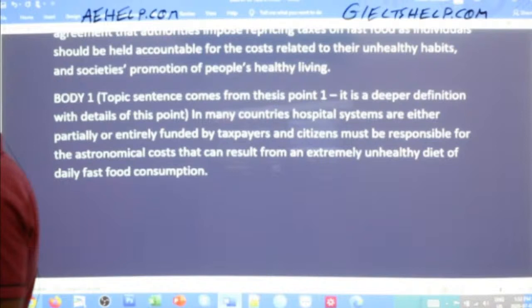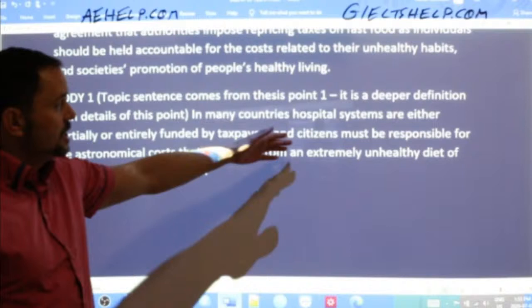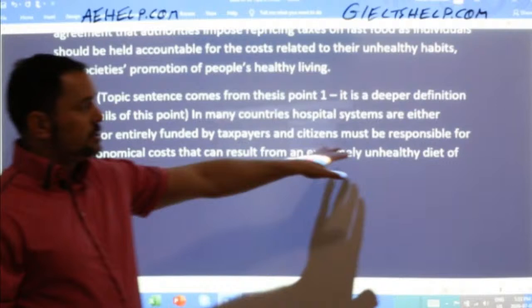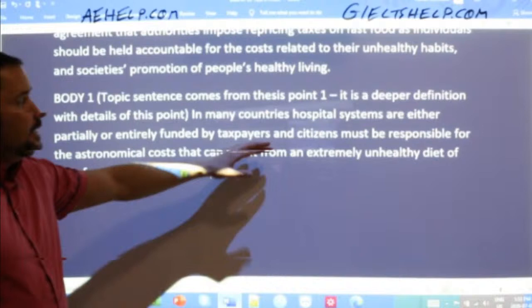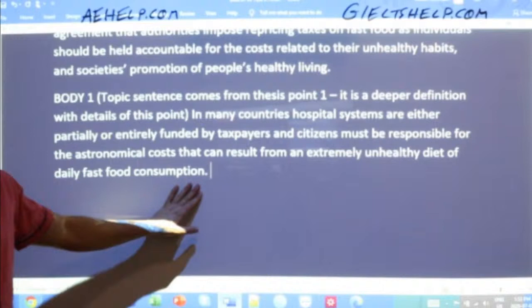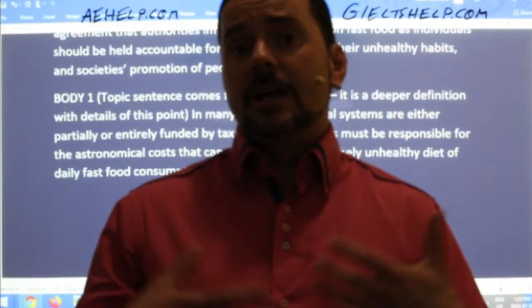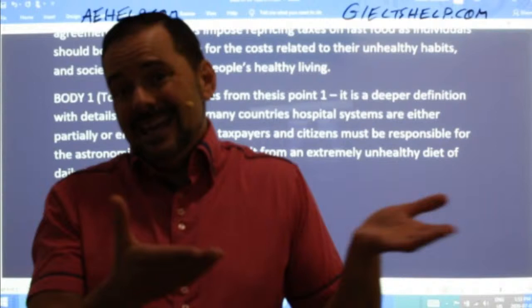Okay, so yeah, definitely taking a little bit of Beckjon, taking a little bit of Rajveer here and creating that topic sentence, right? So in many countries, hospital systems are either partially or entirely, notice that use of that correlative conjunction there, funded by taxpayers, and citizens must be responsible for the astronomical costs that can result from an extremely unhealthy diet of daily fast food consumption. Okay, that makes it really clear for the reader that, oh yeah, okay, we're all paying for the healthcare system. People who purposefully create very expensive medical bills should be kind of pointed at and said, hey, maybe you should pay a little bit more if you choose to do that, right?